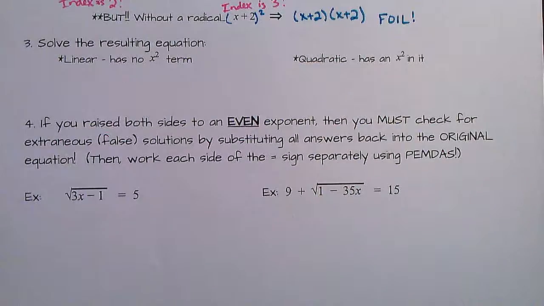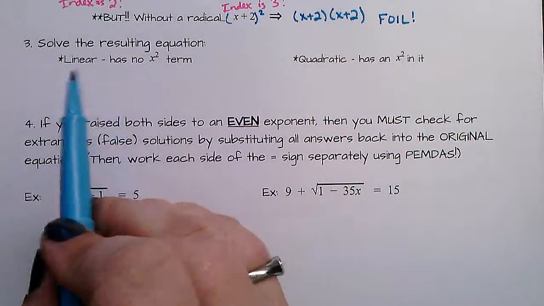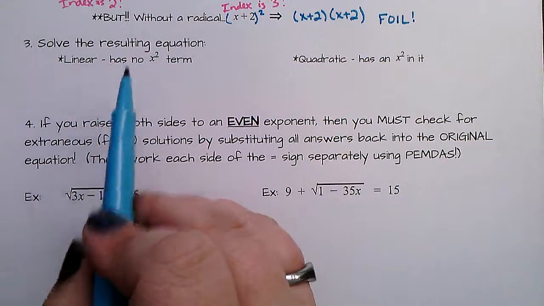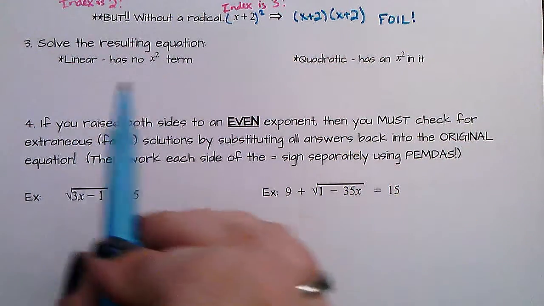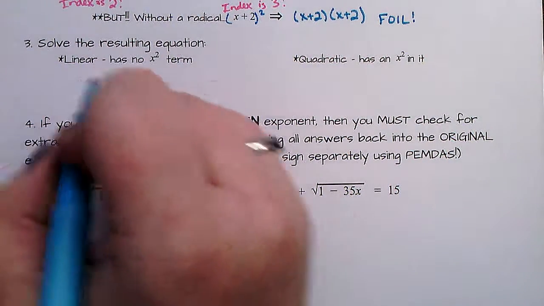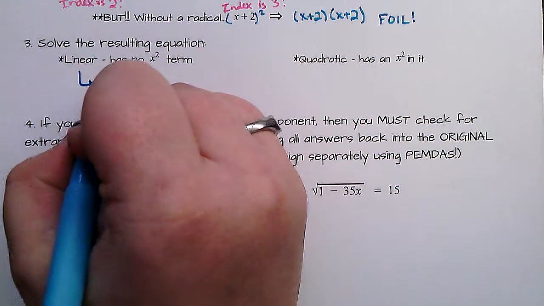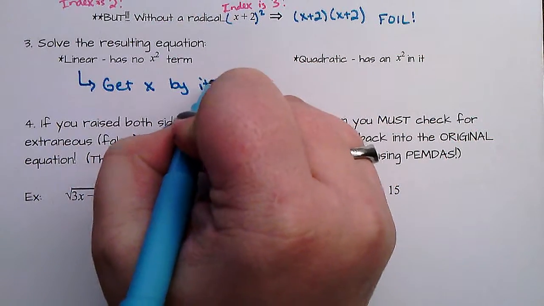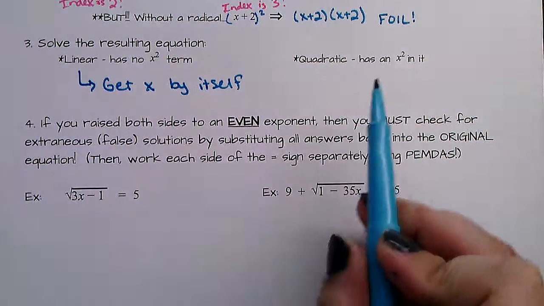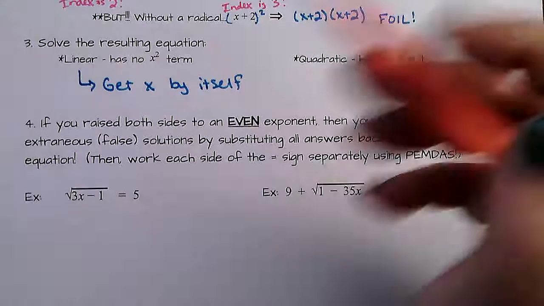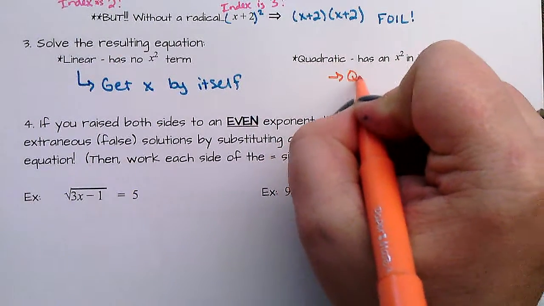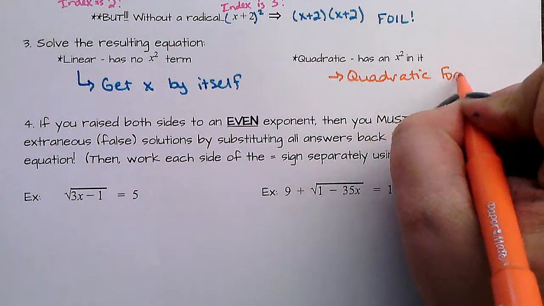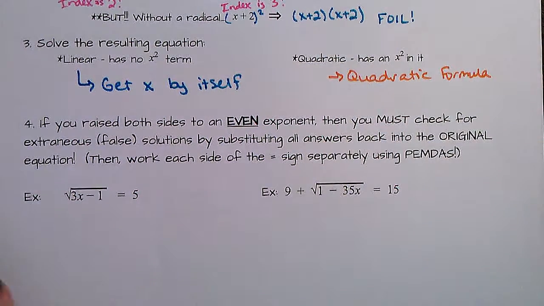Once you have done that, we will solve the resulting equation. So once the radical is gone, you solve what's left. If it's just linear, that means it has no x squared term, and all you need to do is get the x by itself. If it's quadratic and has an x squared in it, you would have to do the quadratic formula. And if that comes up, check back in your 4-7 notes.